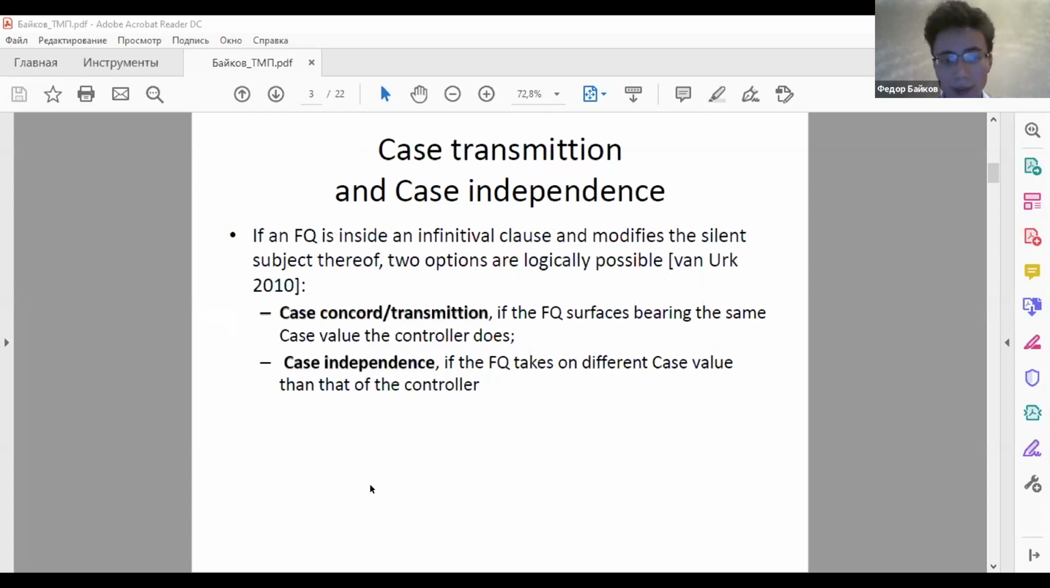And if a floating quantifier is inside an infinitival clause, and if it modifies the silent subject of this infinitival clause, two options regarding its case marking are logically possible, as Van Ork has argued. Namely, this floating quantifier can surface in the same case that the controller does, or it can take on a different case value from that of the controller. The first situation is called case concord or case transmission, and the second one is called case independence.